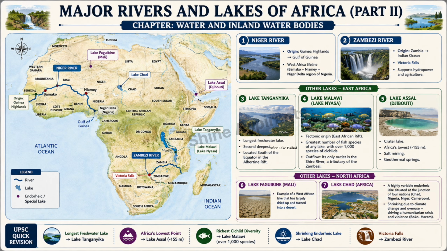Lake Chad, Africa. Highly variable endorheic lake, internal drainage, no outlet. Situated at the junction of 4 nations: Chad, Nigeria, Niger, and Cameroon. Shrinking due to climate change and overuse, driving humanitarian crisis and violence. Boko Haram conflict is linked to lake shrinkage.